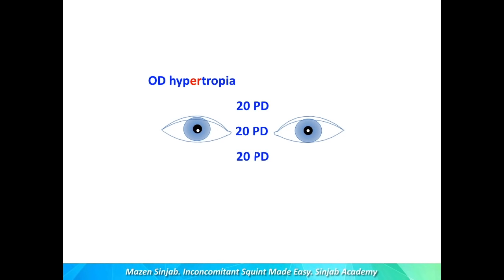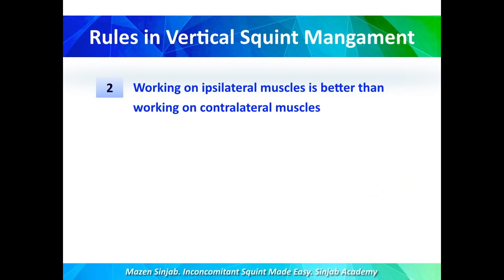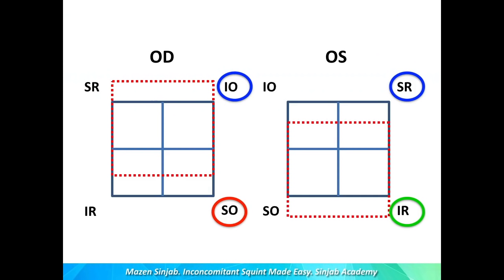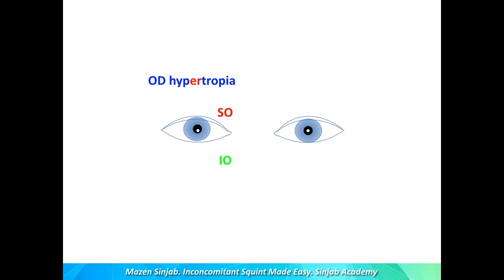So we go to the second rule, which says working on ipsilateral muscles is better than working on contralateral muscles. This means that working on the inferior oblique in the right eye is better than working on the superior rectus or inferior rectus in the left eye. So in this case, in conclusion, I'm going to operate on the inferior oblique muscle in the right eye.